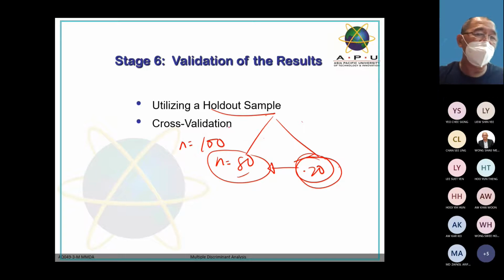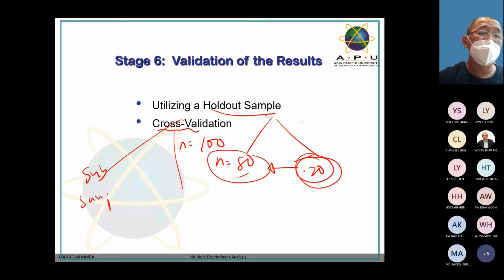Actually there's one more method, also discussed already. We can split it into two subsamples, subsample 1 and subsample 2. If the result is similar, it's good. If very different, means problem, because it is easily affected by the subsample. Therefore, no good.